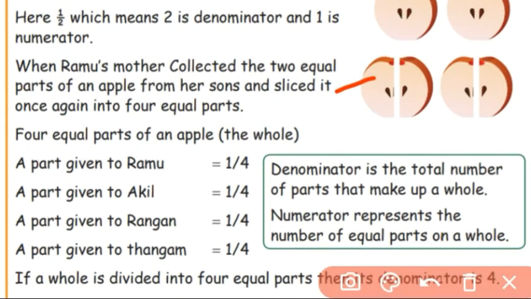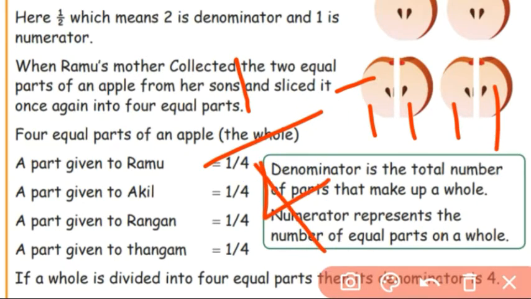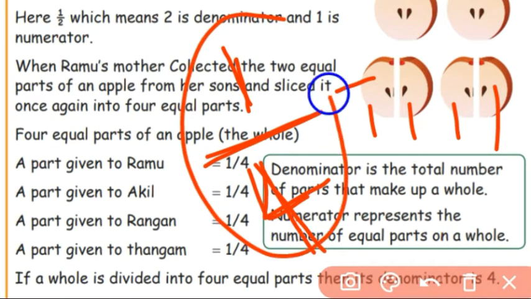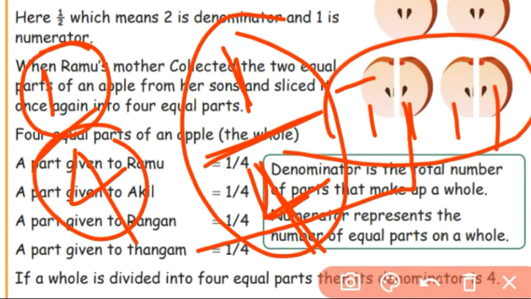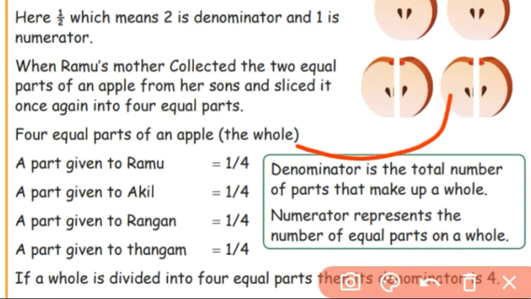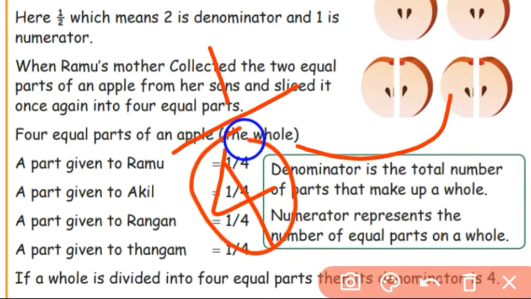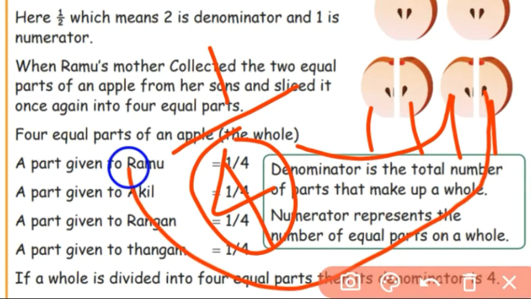See, four equal parts of the apple. One she gave to Ramu. 1 divided by the 4 parts, so 1 by 4. That is a quarter. Next, this piece she gave to Agil: 1 by 4, one part. 4 is the total number of parts. This one she gave to Rangan: one part divided by 4 parts of an apple. Next, this part she gave to Tangam: 1 by 4.